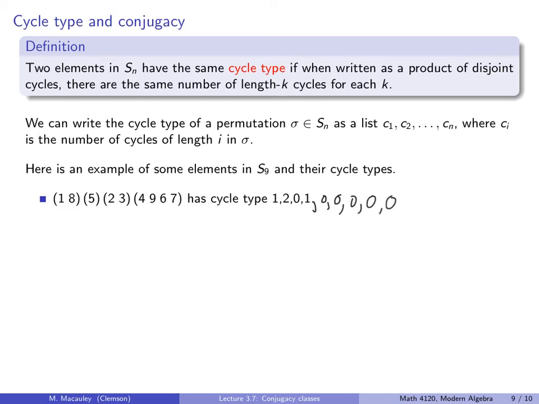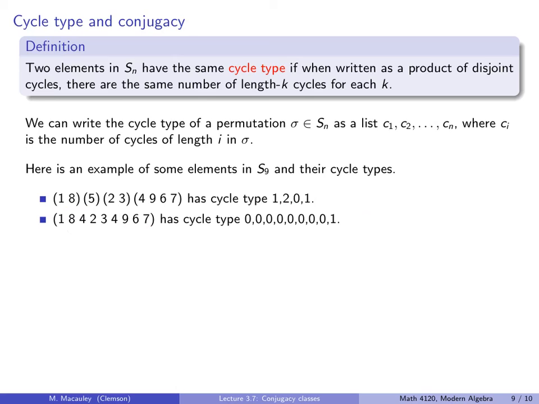Here's another example. This thing lives in S9. It has 0 1-cycles, 0 2-cycles, 0 3-cycles, etc., all the way up to 1 9-cycle. So this is the cycle type of that permutation.